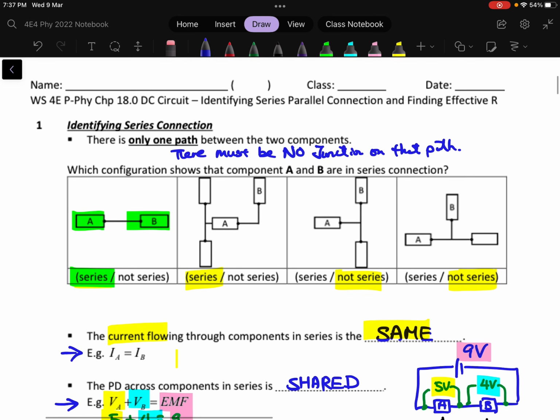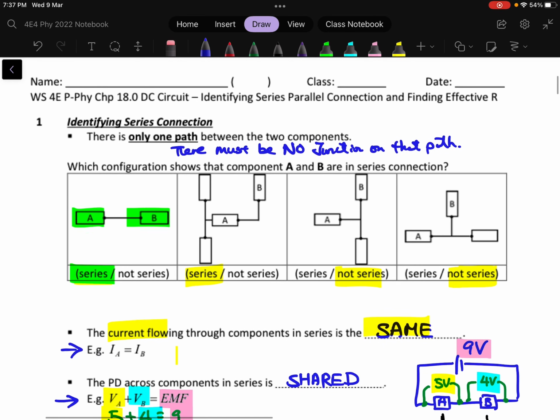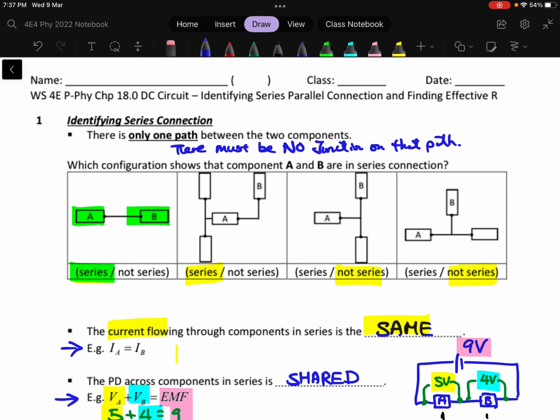So anyway, in this video lesson, I will try to finish up 18.0 and you will need to do the homework 18.1 and 18.2 on your own. So I will just use the first 10 minutes to recap on what we have learned.